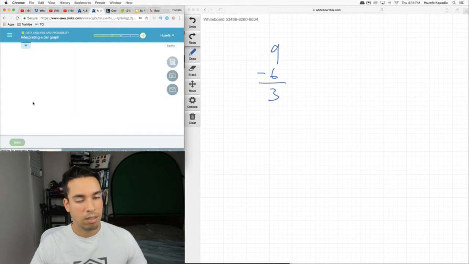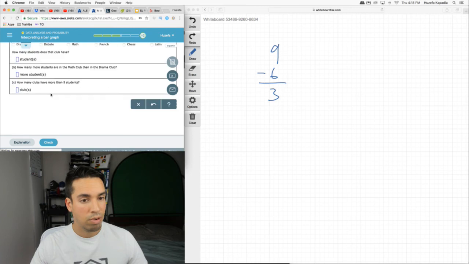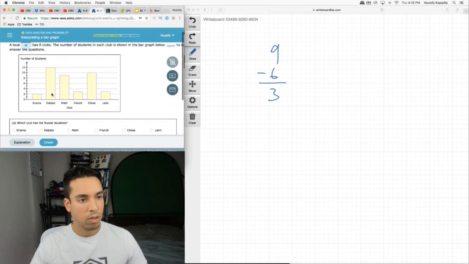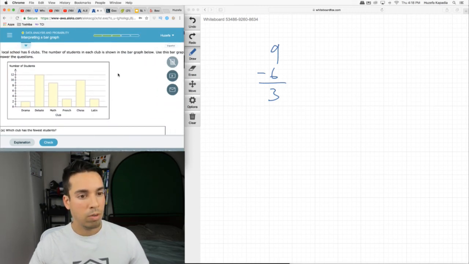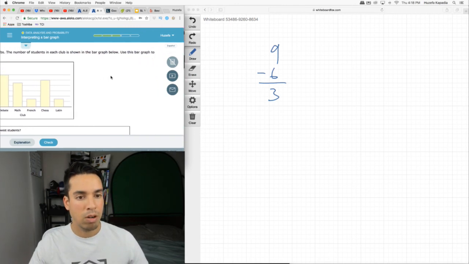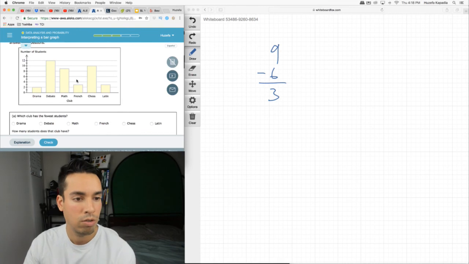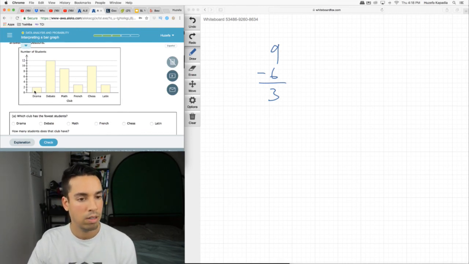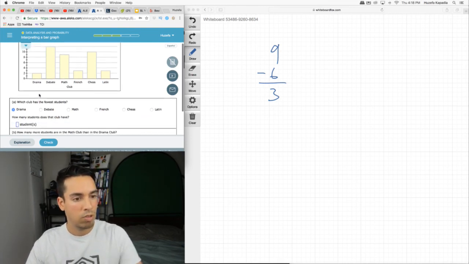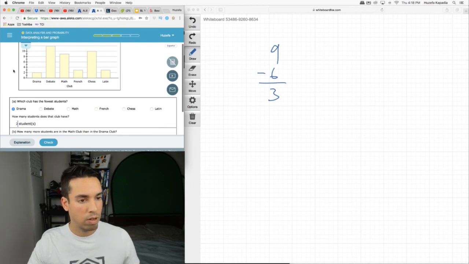Okay, last but not least, let's do one more, and then I'm going to take a break for now. A local school has 6 clubs. The number of students in each club is shown in the bar graph below. Use this bar graph to answer the questions. Which club has the fewest students? Drama, clearly. And how many students they have is 2, right?